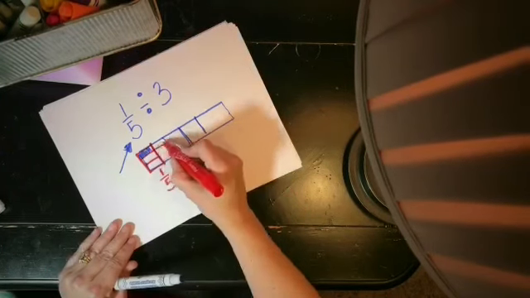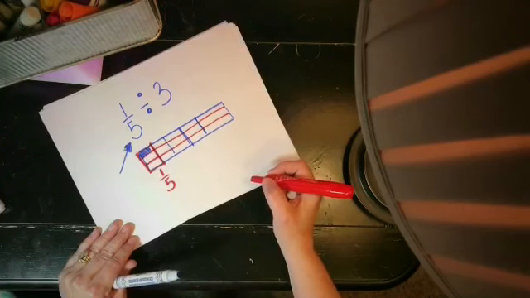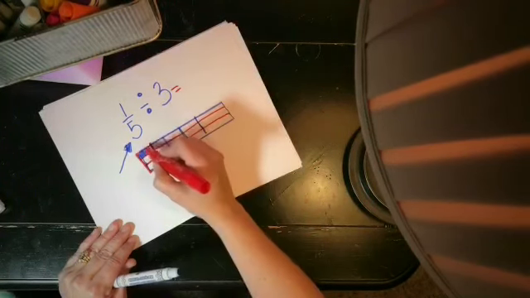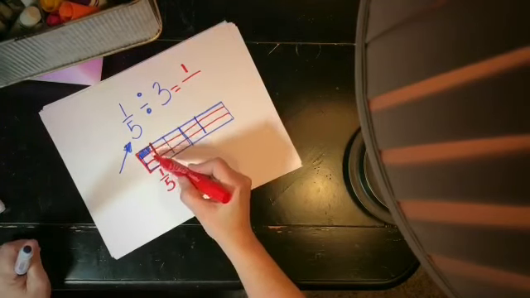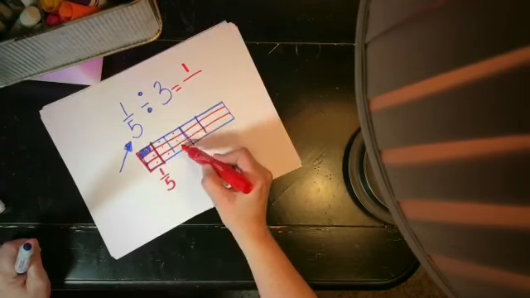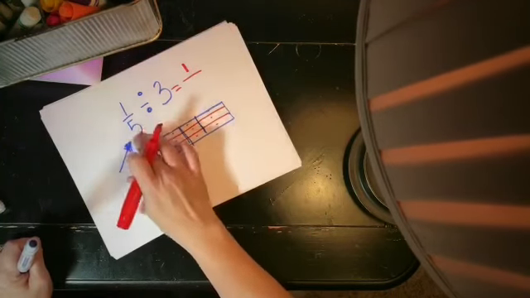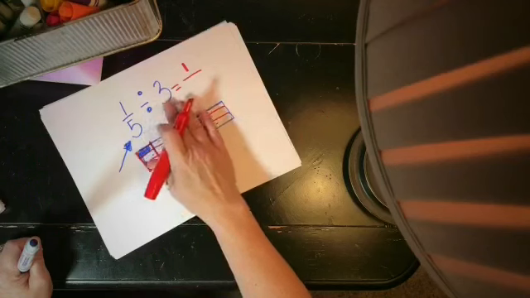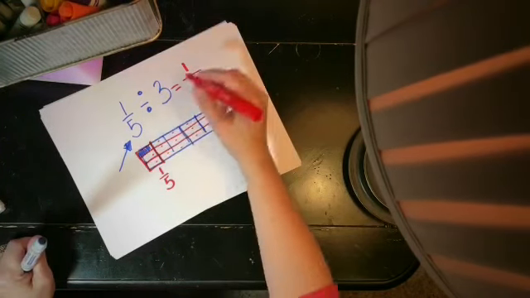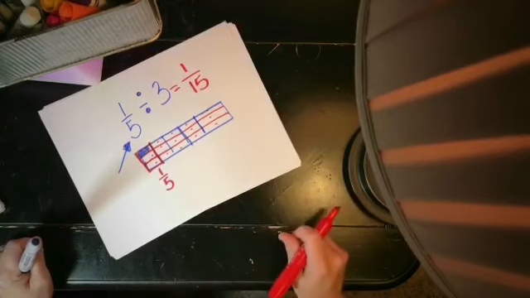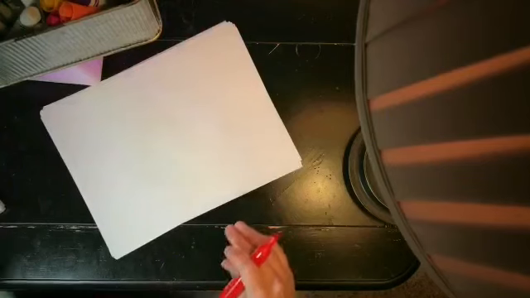So in order to do that, I can just continue my lines across, and I see that this would equal 1 out of 1, 2, 3, 4, 5, 6, 7, 8, 9, 10, 11, 12, 13, 14, 15. So if I take 1/5 of a candy bar and I divide it into 3 pieces, I'm going to end up with 1/15 of the whole candy bar. Let's do a few more.